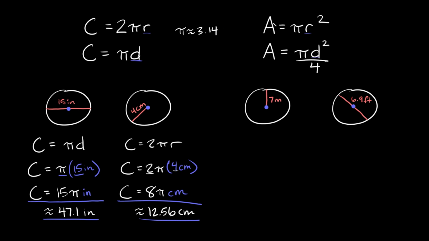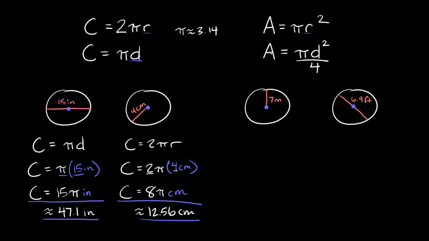Okay, so the first formula is just the area of a circle is equal to pi times the radius squared, and the other one is the area is equal to pi times the diameter squared all over 4. Okay, so let's try and first find the area of this circle right here. So here we can see it's giving us the radius, and it's 7 meters.